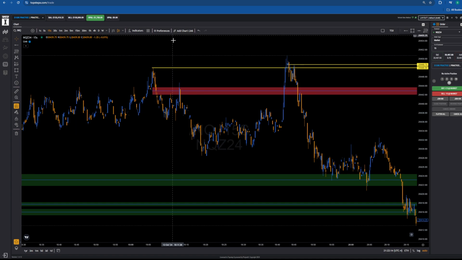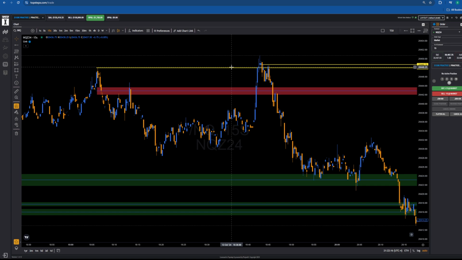But yeah, do study the rejection block from ICT and also how order blocks basically work. It is a pretty powerful concept in my opinion.